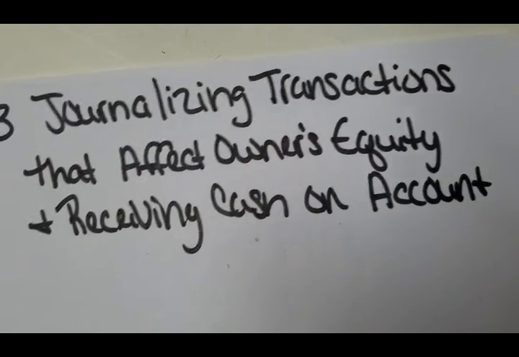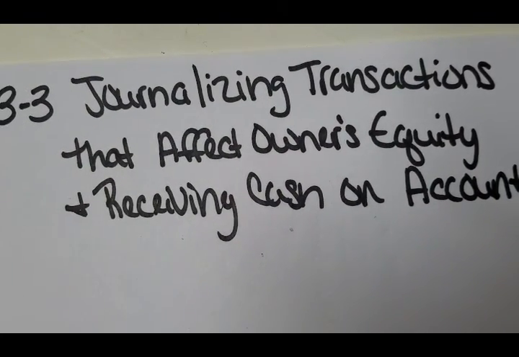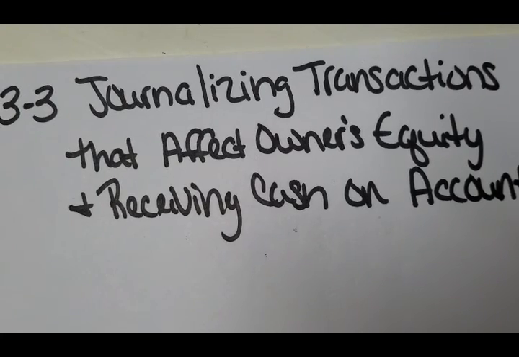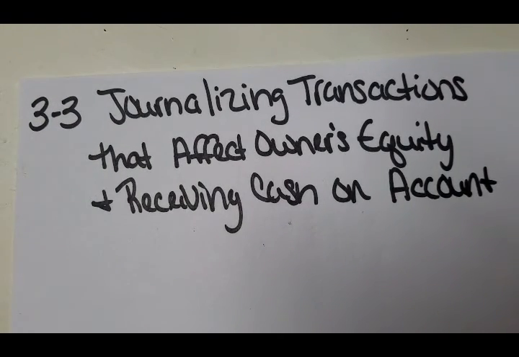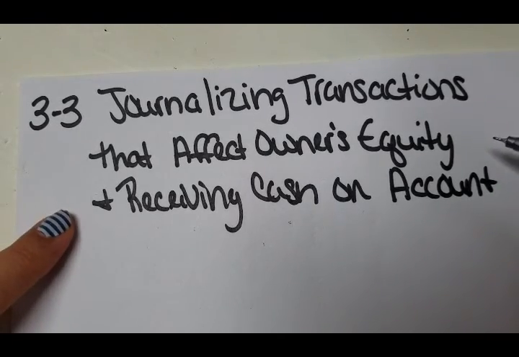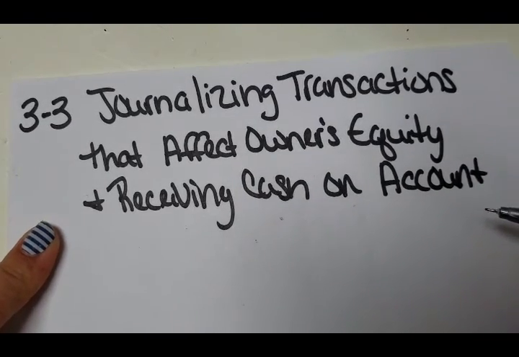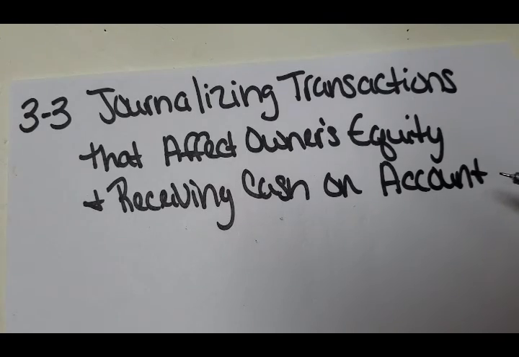Welcome back. This is going to be Accounting 1. We are on Chapter 3 and we are on Section 3. In this section, we're going to be journalizing transactions that affect owner's equity and receiving cash on account.